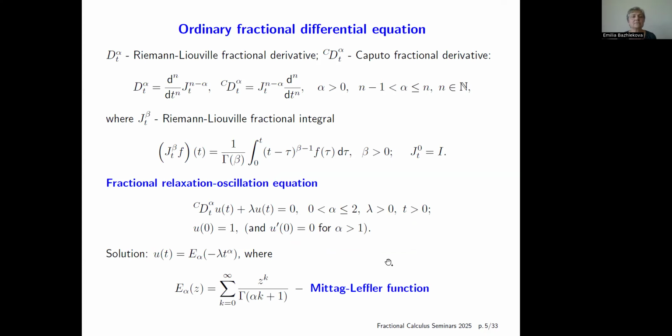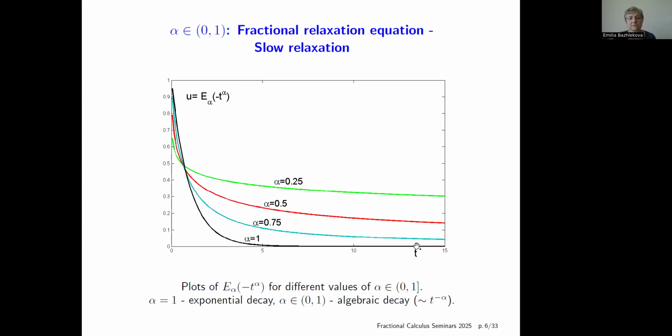Here I give the notations for the two derivatives that we will use in this talk, the Riemann-Liouville and Caputo fractional derivatives, and the simplest form of the fractional relaxation oscillation equation with the Caputo derivative of order alpha between 0 and 2, whose solution is well known, represented by the classical Mittag-Leffler function.